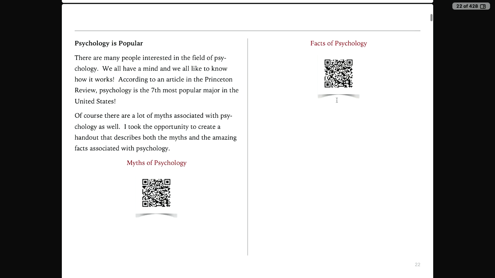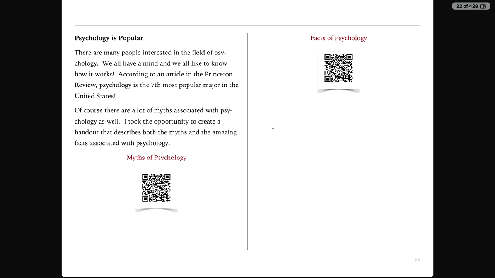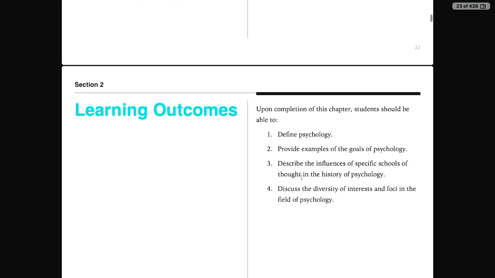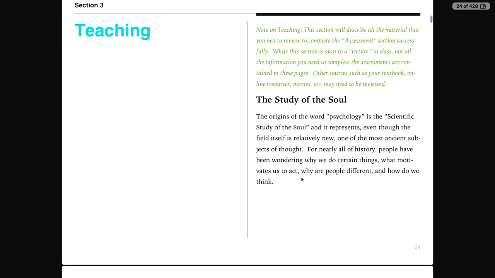Some myths and facts about psychology, links. And these right here, these are QR codes, which if you have the print version, you can use your phone to scan these codes and access these links as well. Then you go into the learning outcomes for Chapter 1. And then here's the material.